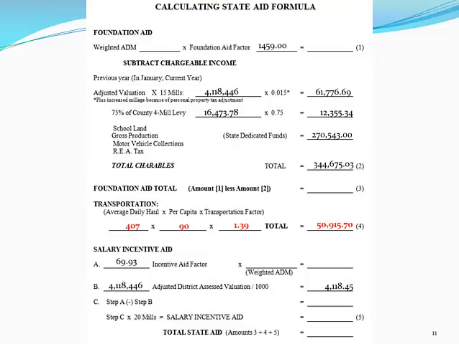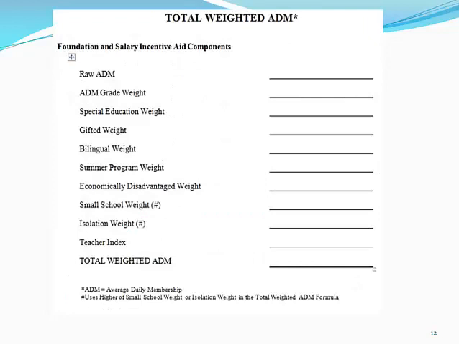Okay, now that we've done some background work, we're going to look at what the state actually gives the district. And to do this, we have to figure what we call our weighted ADM. And this goes into two spots. It goes in the foundation aid and the salary incentive aid side. This weighted ADM is what you have in question 1. And once we figure out how this works, the rest of that's going to fall into place.